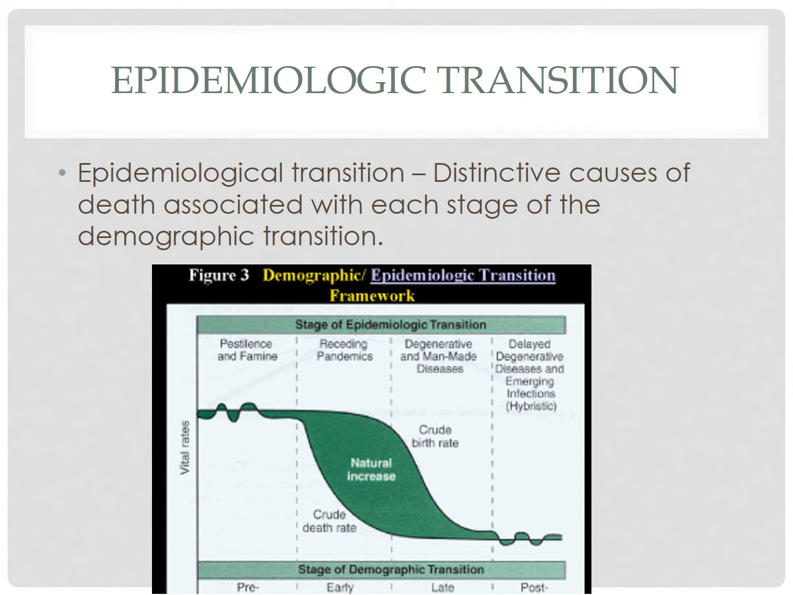All right, now the image that you see below is basically the demographic transition model. But what they've done is they've added the different causes of death, those distinctive causes of death for each stage corresponding with the demographic transition.